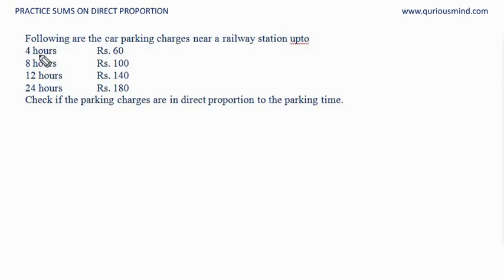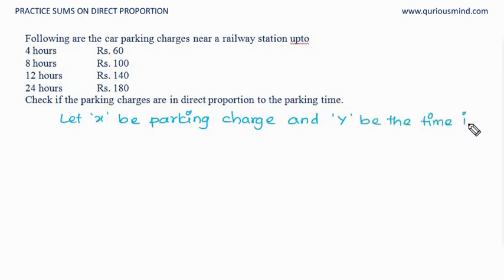So what we need to do is find the ratio of each of these pairs. So we'll find out if the ratios in each of these are the same. We'll let x be the parking charge and y be the time in hours. So x1 upon y1, the first set of quantity, is 60 upon 4, and that is giving us 15. So the constant k is 15 here.